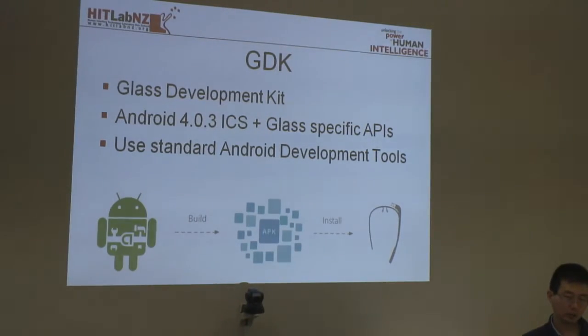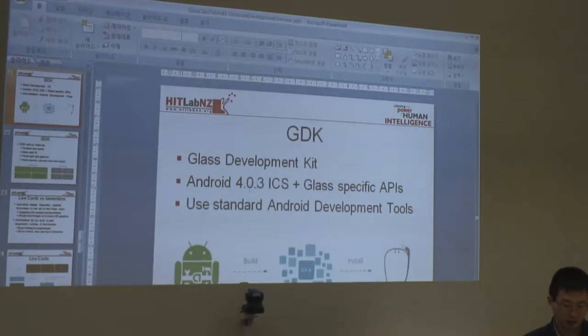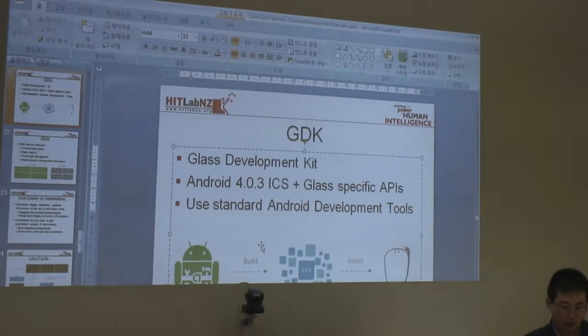And the second part of the tutorial will be covering GDK. So now I'll again go over a brief overview of the GDK. I won't touch that much detail for now, but we'll go into details from tomorrow. So GDK is Glass Development Kit, which is actually Android 4.4.2. I forgot to update this slide, which is now actually 4.4.2.